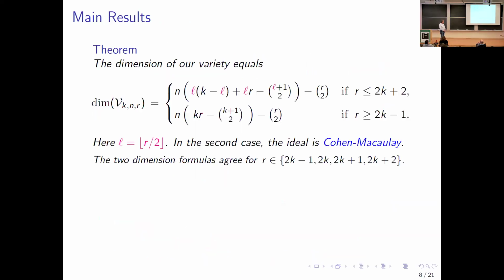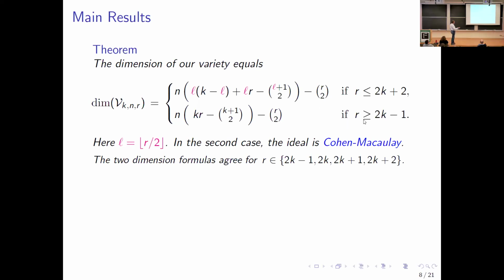Okay, is there a converse? Yes, there's a converse. There's a stronger statement. So here's another formulation. In general, for every R and every K, we have a dimension formula. And it goes like this. Let me write L for R over 2 rounded down. So again, N is the number of blocks, the number of particles at CERN, or the number of fields in cosmology. K is the size of the blocks, R is the specified rank, I choose that, and then L is half of the rank.